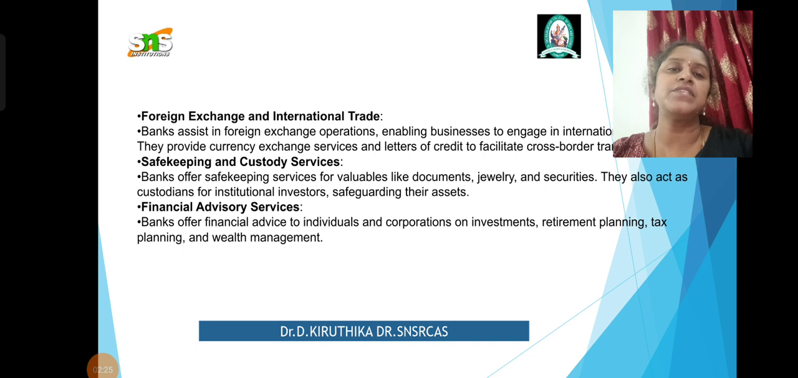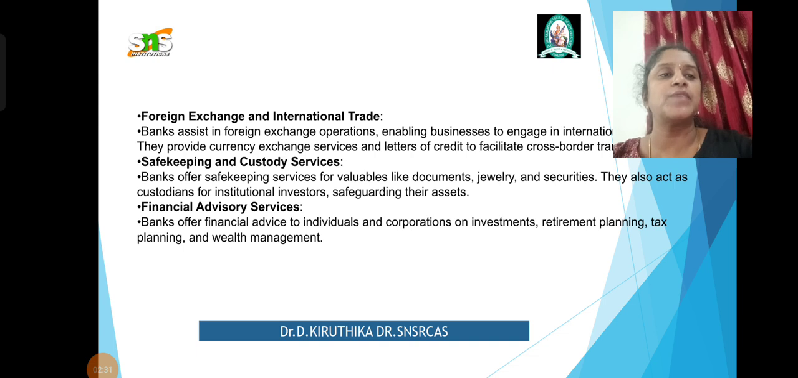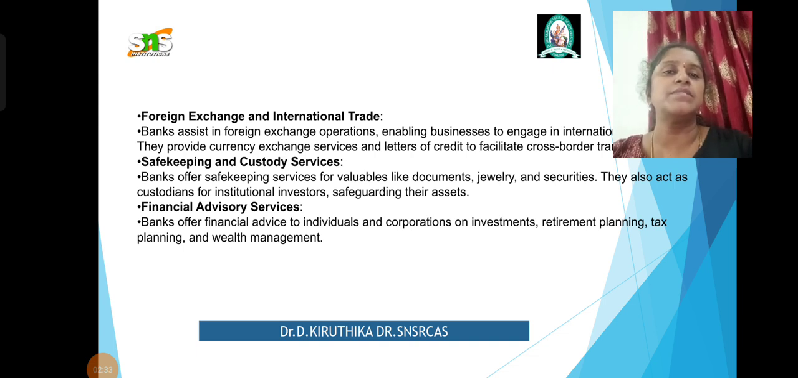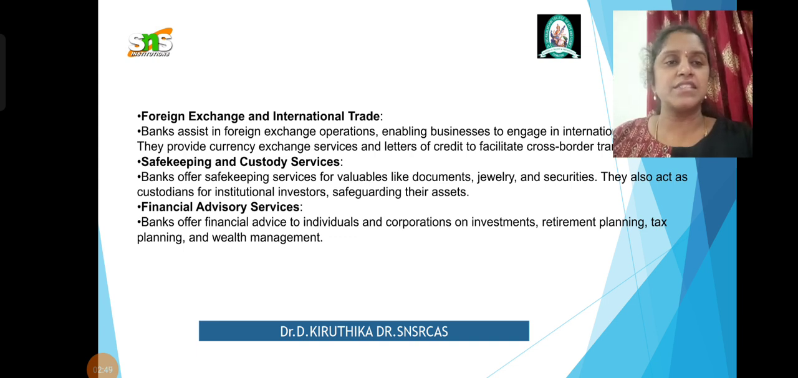And again, next one is regarding safekeeping and custody services, also done by banking. Jewelry, securities, and documents can be given to the custody of your bankers by way of lockers. That is safekeeping. And they also act as a custodian for institutional investors, that is, by safeguarding the assets.